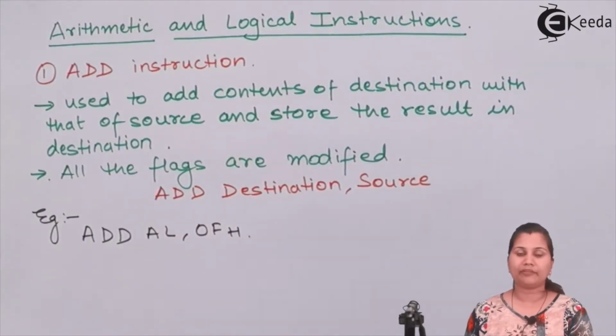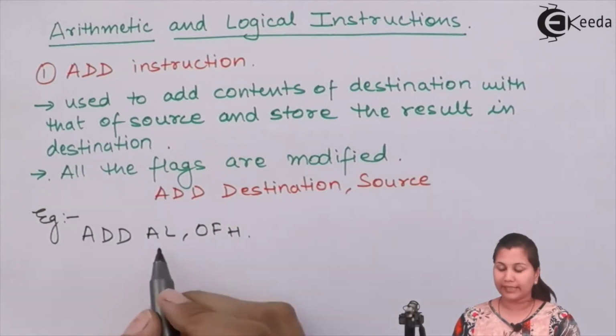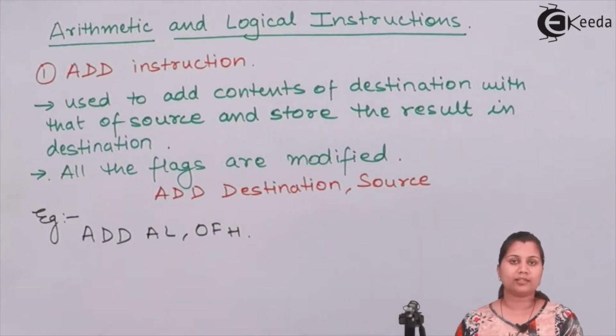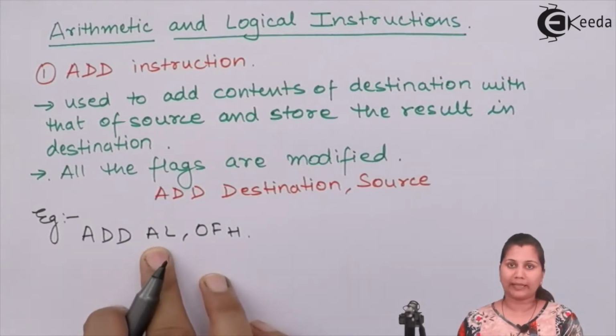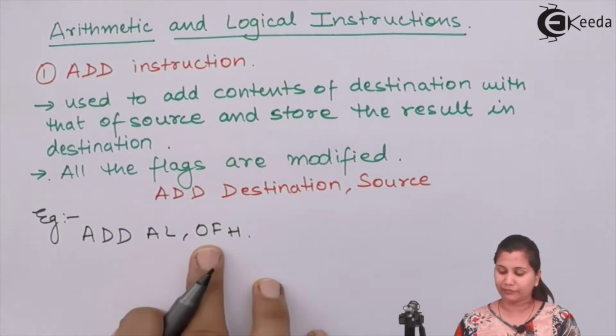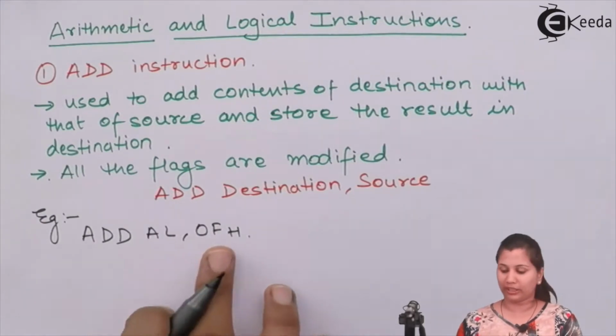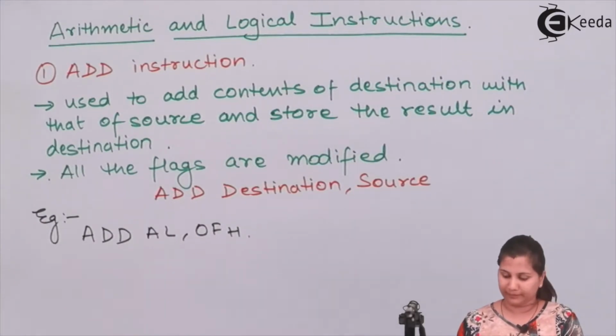This is an example where an 8-bit data is added with the contents of the AL register. AL is the lower order accumulator register, so this register is also an 8-bit register. The contents of this register are added with this immediate data 0FH, and the result is stored in the AL register only.